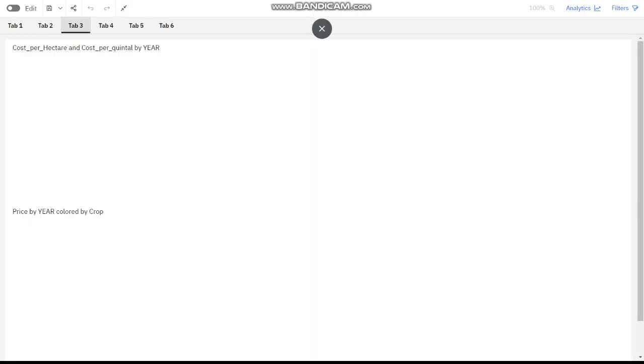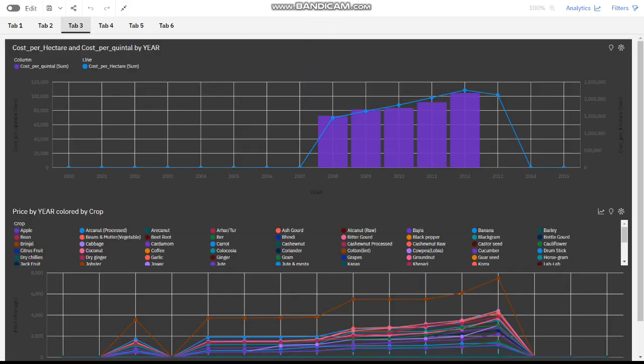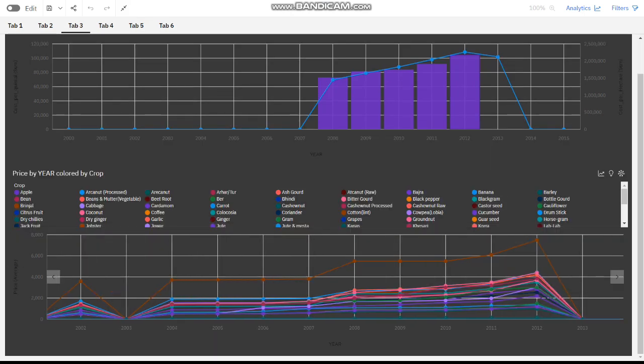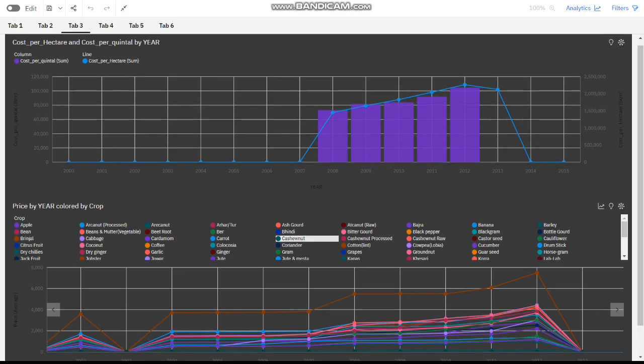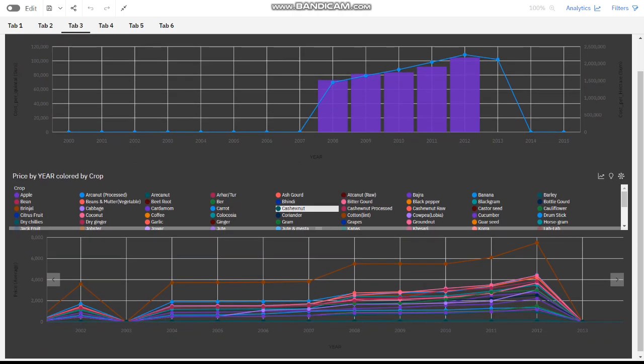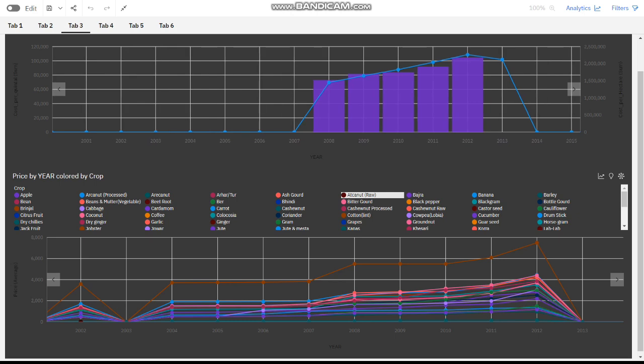Now tab 3. The tab 3 consists of the comparison graph as well as the line graph. Here the comparison is between the cost per hectare and the cost per quintal by year. We can see the columns are cost per quintal, for which I have summed all the values, and then the line is cost per hectare prices by year. So we have seen that over the years the prices are increasing day by day.